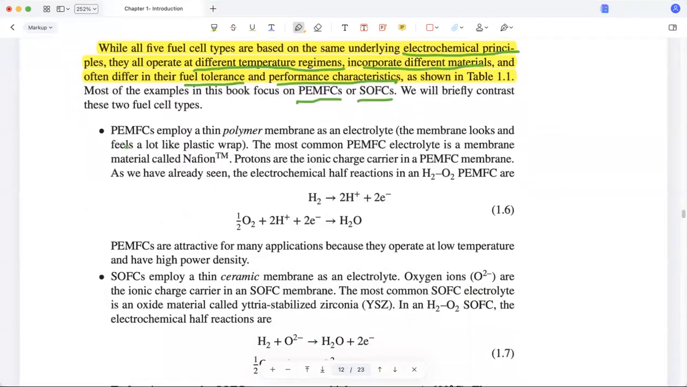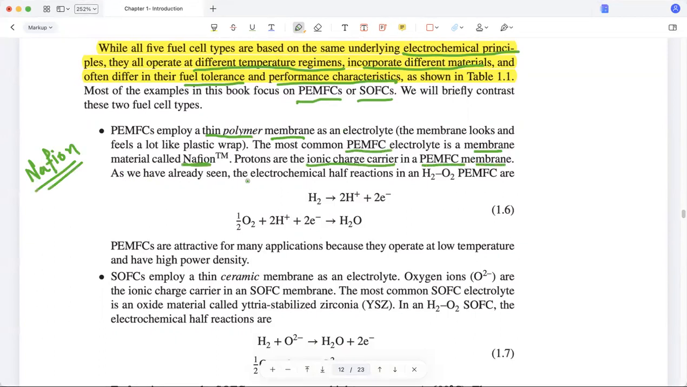Now, polymer electrolyte membrane fuel cells employ a thin polymer membrane as the electrolyte. The membrane looks and feels like a plastic wrap. The most common polymer electrolyte membrane fuel cell electrolyte is a membrane material called NAFION. It is a very, very important term, NAFION. Protons are the ionic charge carriers in polymer electrolyte membrane fuel cell.